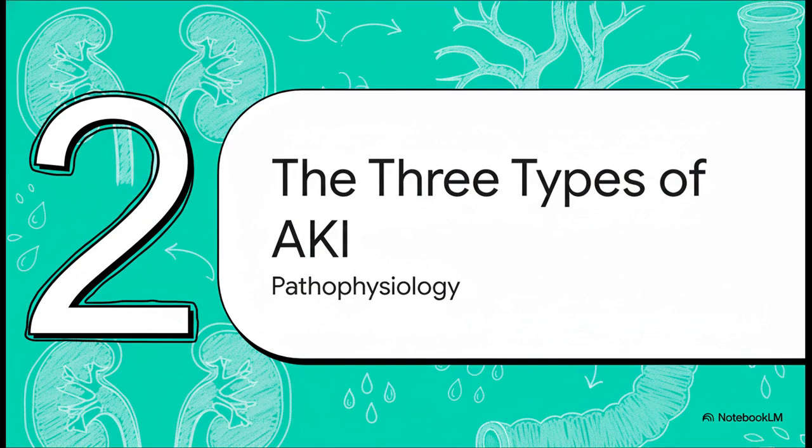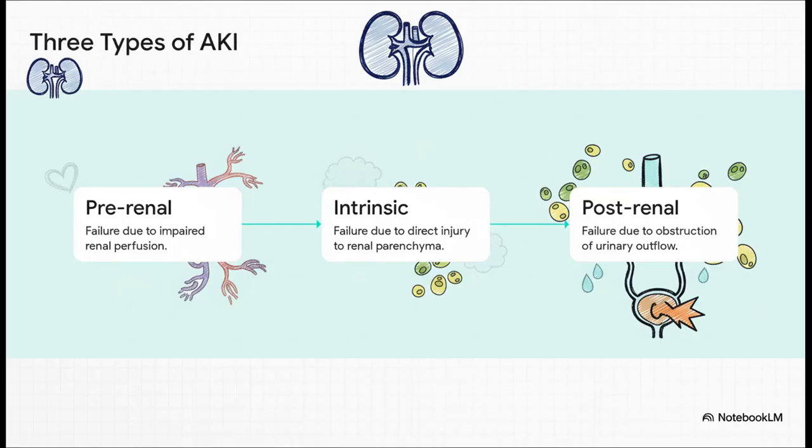Okay, let's get to the most important part, the central framework for thinking about AKI. Every single case, and I mean every single one, can be broken down into one of 3 types based on where the problem is. Getting this right is the absolute key to everything that follows. So, the 3 types are prerenal, intrinsic, and postrenal. The names basically tell you everything you need to know. Prerenal is an issue with blood flow to the kidney. Intrinsic is damage within the kidney itself, and postrenal is a blockage somewhere after the kidney. Your first job always is to figure out which of these 3 buckets your patient falls into.